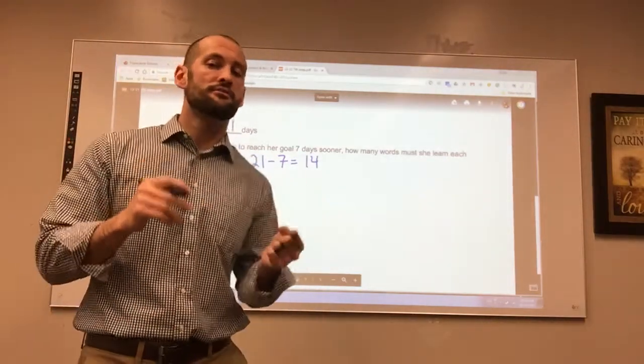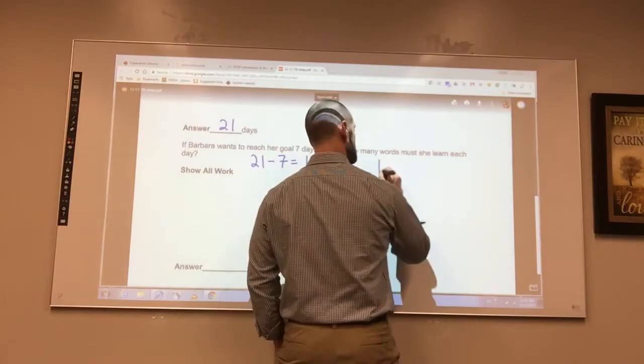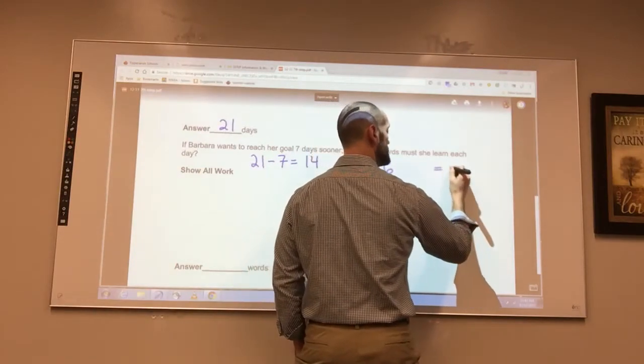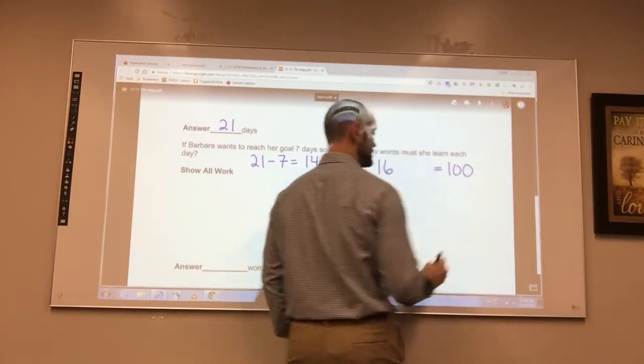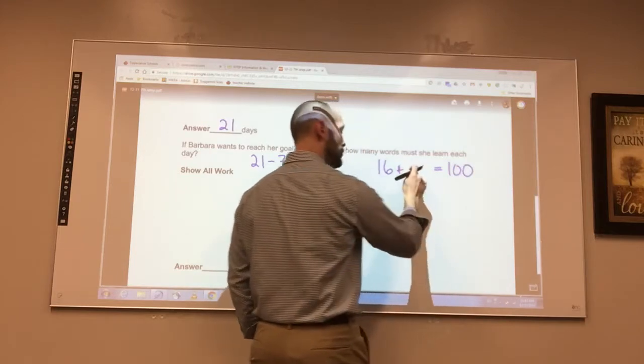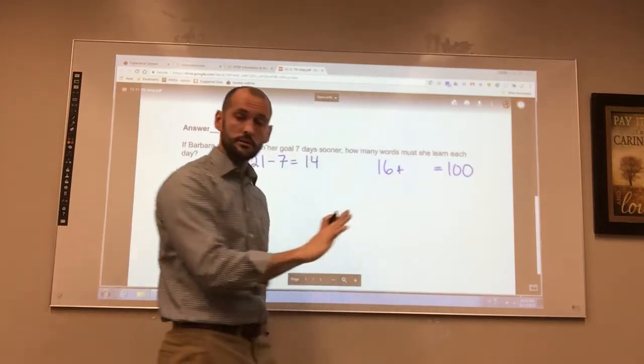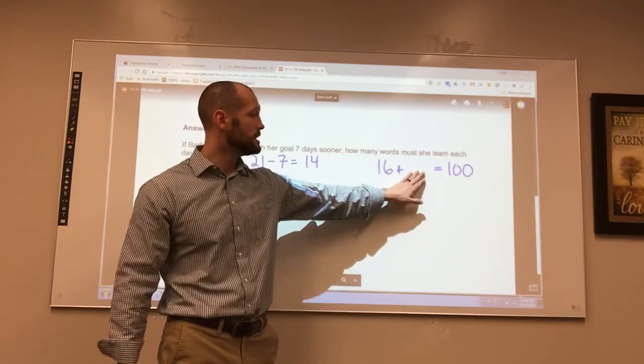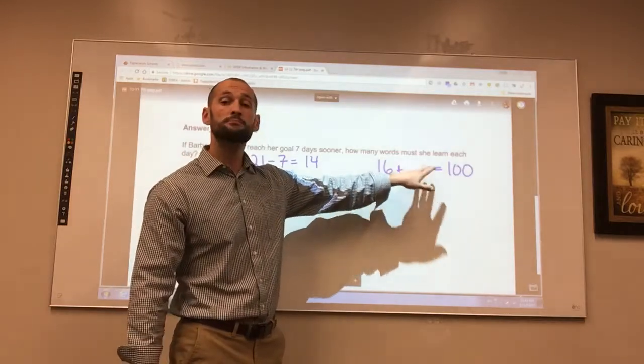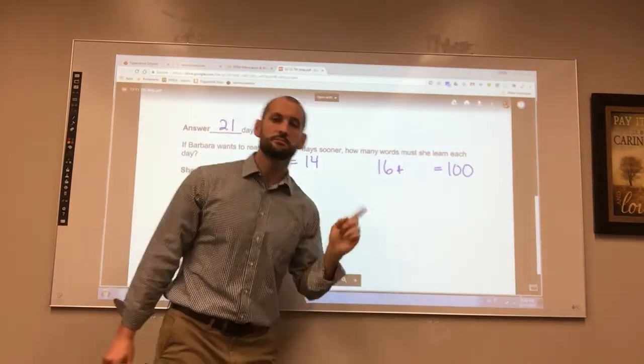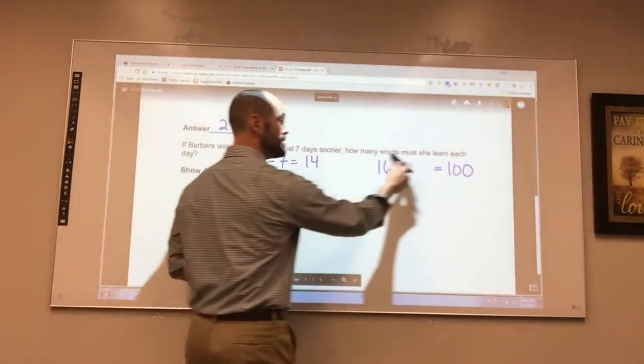Now think back to the very first step. We had 16. We wanted to get 100. We were adding 4 words per day. Remember? That's what we were there. I'm leaving this blank for a reason. We were adding 4 words per day. But look at what this problem says. How many words must she learn?